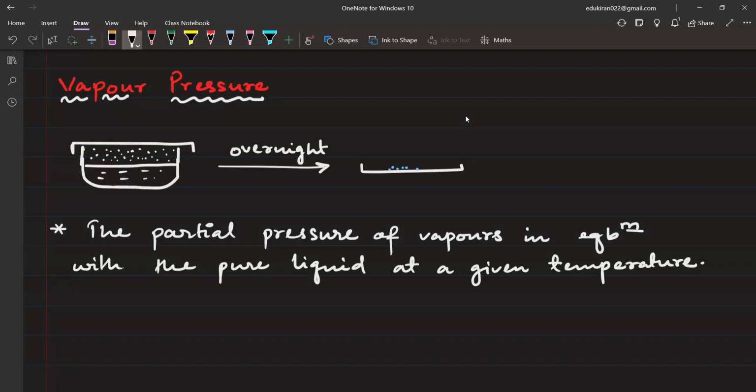Obviously, if you increase the temperature, what is going to happen? If you increase the temperature, more and more vapors will be formed. So this is vapor pressure.